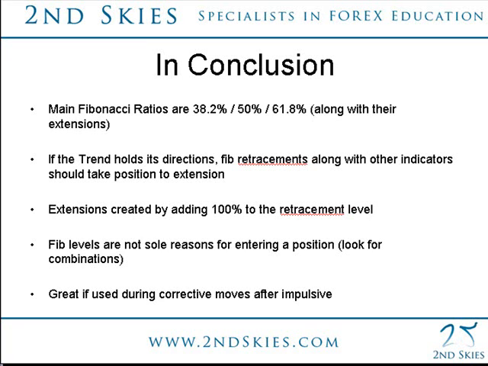Other things to notice about it: if the trend holds its direction, Fibonacci retracements along with other indicators should take the position to the extension as long as that trend continues on, and it's usually great price targets. Extensions themselves are created by adding 100% to the retracement level. Thus, if it stops at the 38.2 retracement fib level, it should go to the 138.2 extension, 50% should go to the 150, and 61.8 should go to the 161.8 extension.